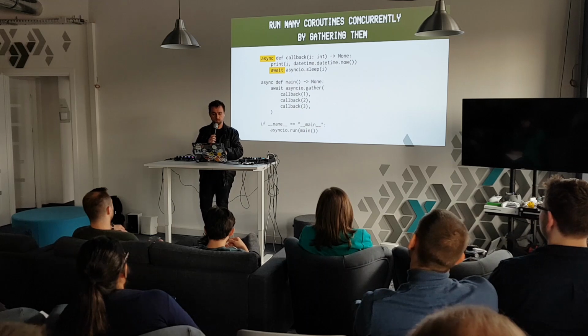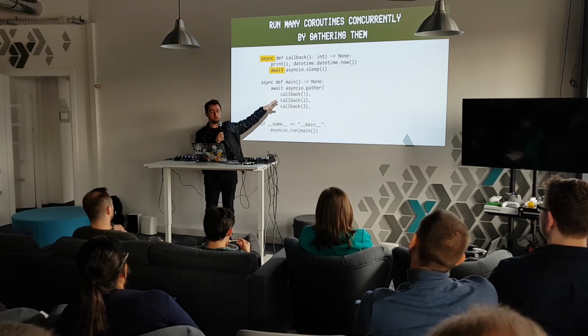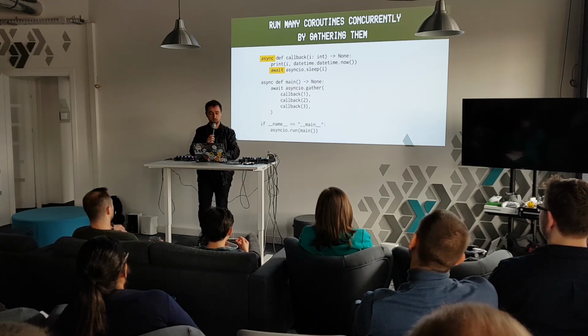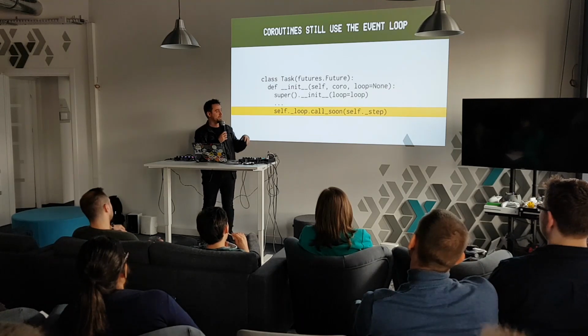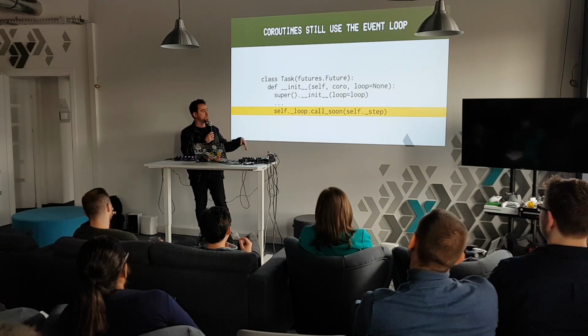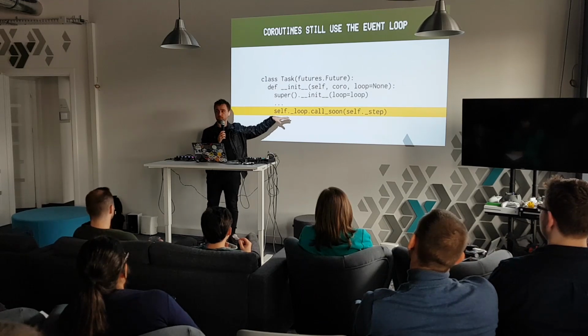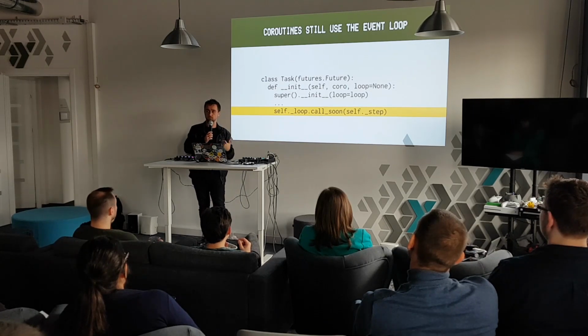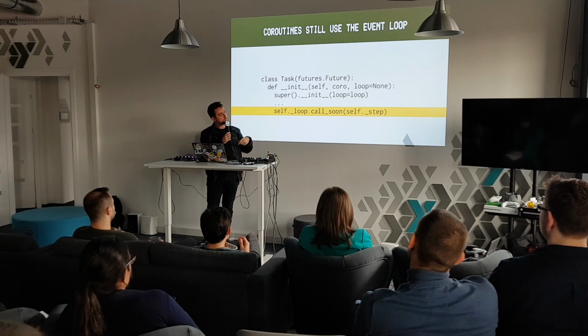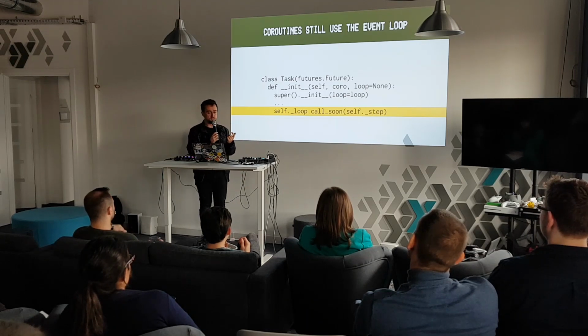What it does is, if you are creating coroutines like here, what Python does internally is it's creating a task. And that task, at the end of its init method, is just scheduling itself on the event loop. But it just schedules a single step. So what is a single step?